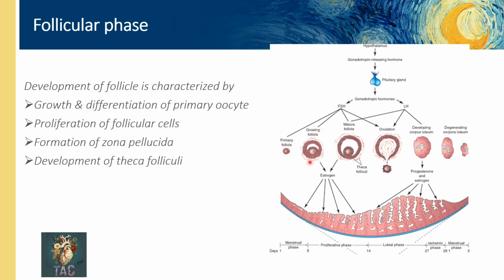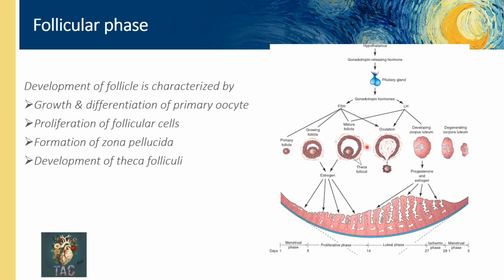Theca interna basically secretes androstenedione, and this androstenedione is converted by the granulosa cells into estrone and 17-beta estradiol. Both are estrogens, which affect the uterine endometrium to enter into the proliferative phase, in which the proliferation of the endometrium takes place. So this is the whole story of the follicular phase.